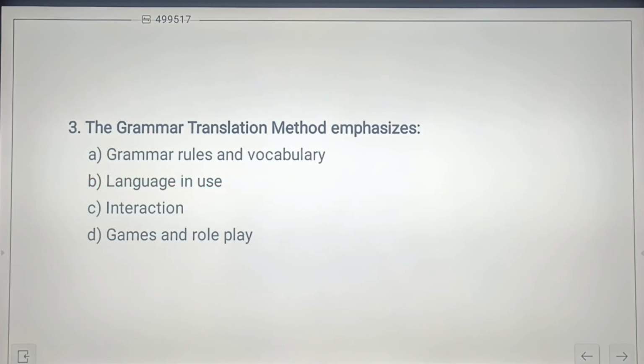Next, the grammar translation method emphasizes A. Grammar rules and vocabulary. B. Language in use. C. Interaction. D. Games and role play. The right answer is A. Grammar rules and vocabulary. The grammar translation method emphasizes grammar rules and vocabulary.